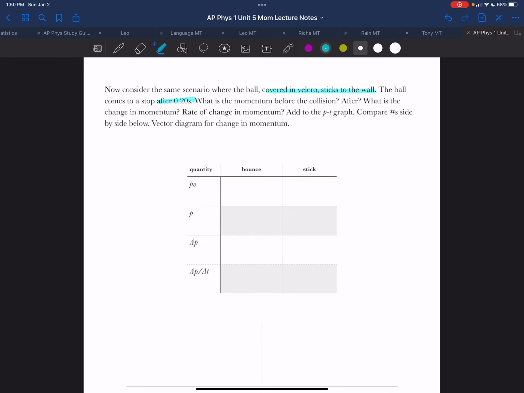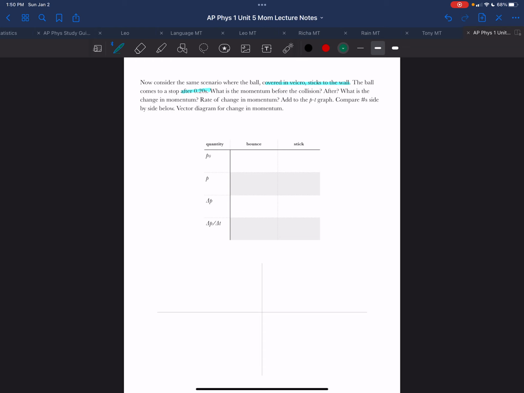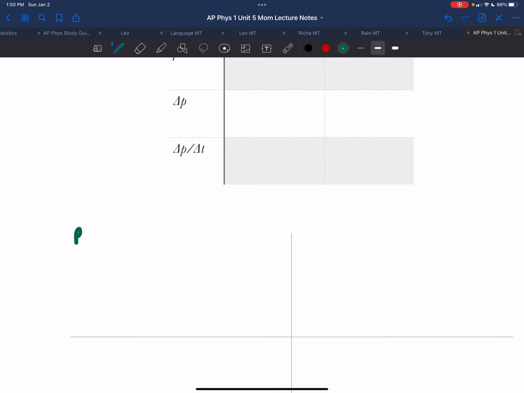We want to add the information to the PT graph, and then the numbers we get for each of these we want to put in this table below and have a vector diagram for the change in momentum. So we want our initial momentum. So P0 equals mv. And the mass was 1.000, and we had a velocity of minus 6.0, so we have minus 6.0 kilogram meters per second. Same as it was before.